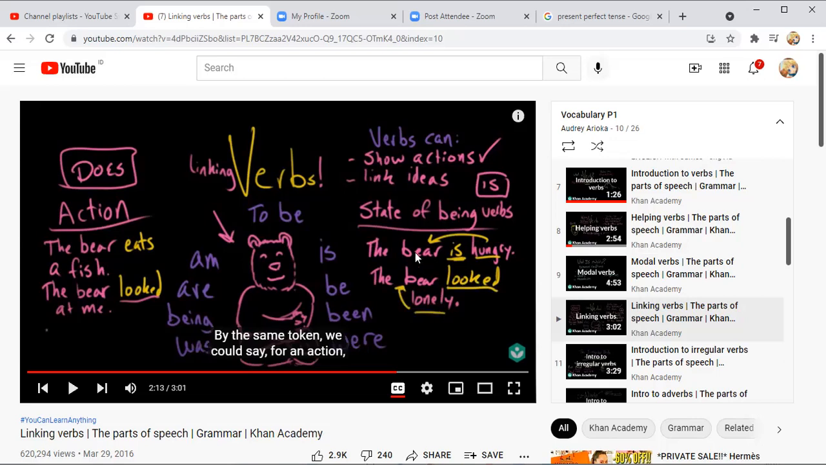Like the first one, the hungry is also linked to the bear because that's what the bear is feeling, and the lonely is also linking to the bear because the bear is the one that's lonely, not us, right? Even though it's because we are saying it. We're the one who says it, right?